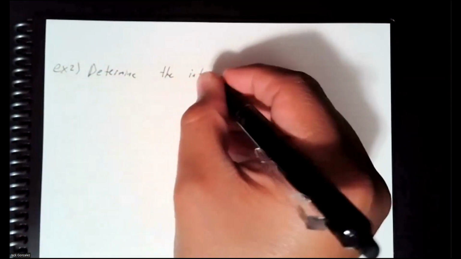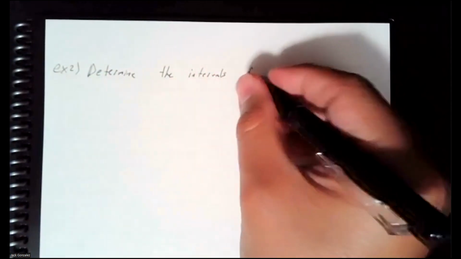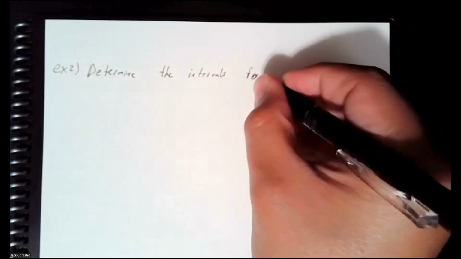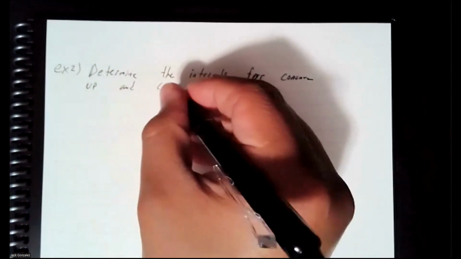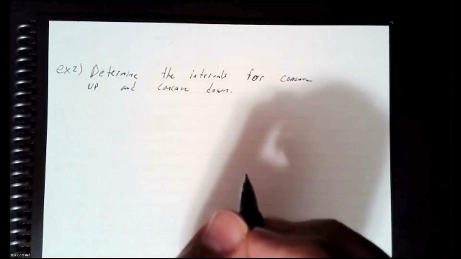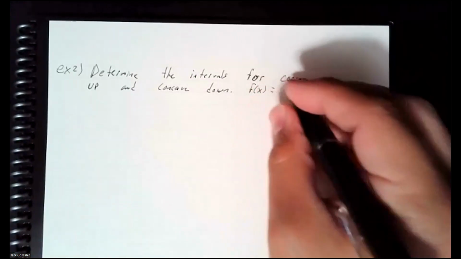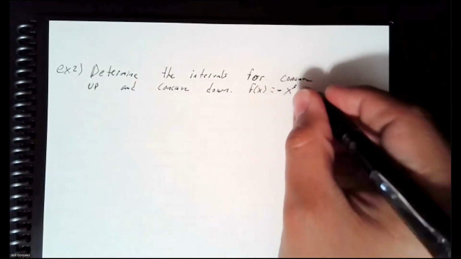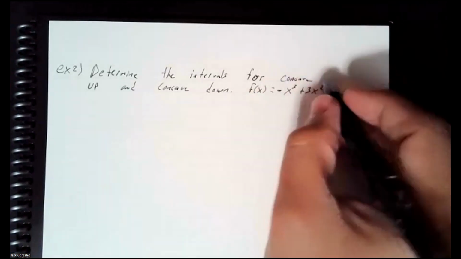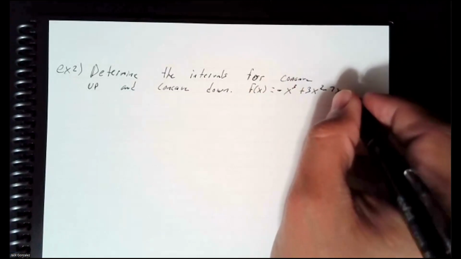Okay. Let's do one that has an inflection point. Determine the intervals for concave up and concave down. f(x) is equal to negative x cubed plus 3x squared minus 7x minus 1.